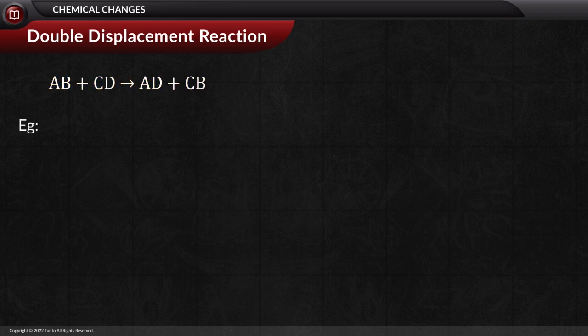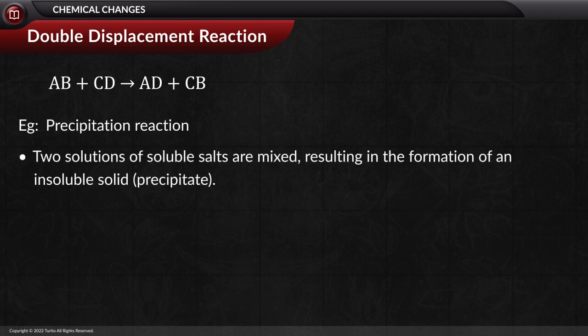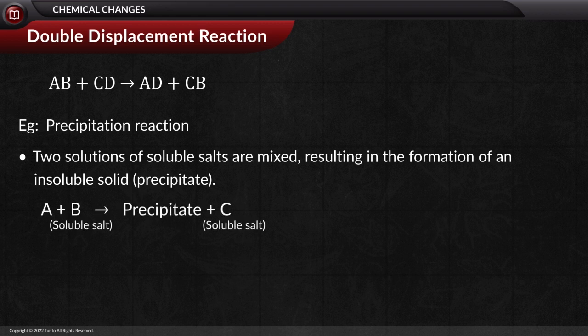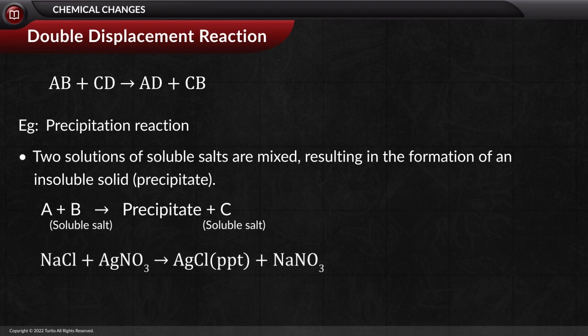Examples of double displacement reactions are the precipitation reaction. Two solutions of soluble salts are mixed, resulting in the formation of an insoluble solid, a precipitate. Soluble salt A plus soluble salt B gives precipitate plus soluble salt C. Like NaCl plus AgNO3 gives AgCl white precipitate plus NaNO3.